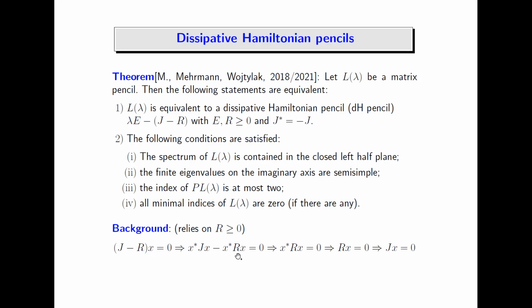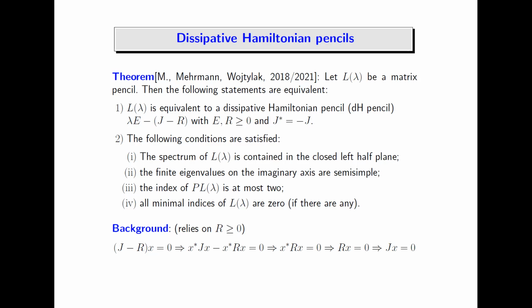So both must be real. And since this is positive semi-definite, we find that Rx is 0. But then from this equation, also Jx is 0. And so all 3 matrices then have a common kernel, which is a nice and interesting feature. So this was the version if we do not have the Q, or the Q is the identity.